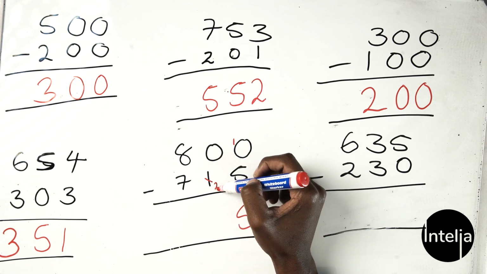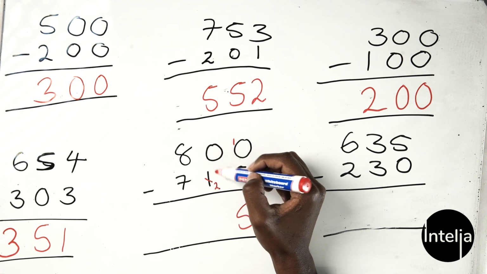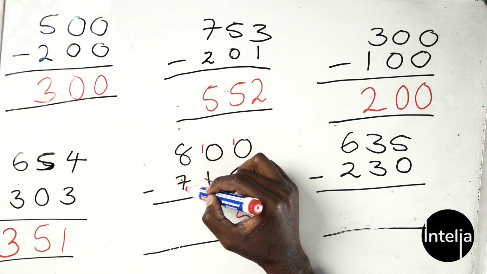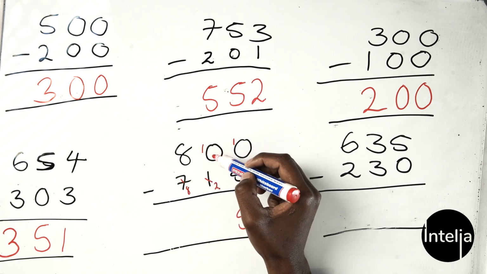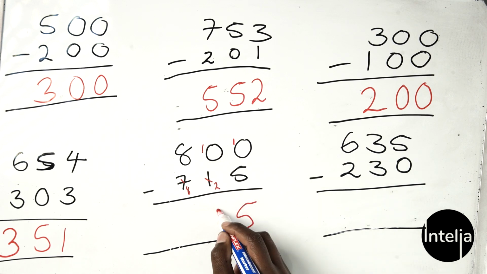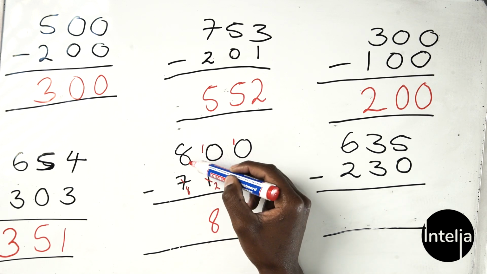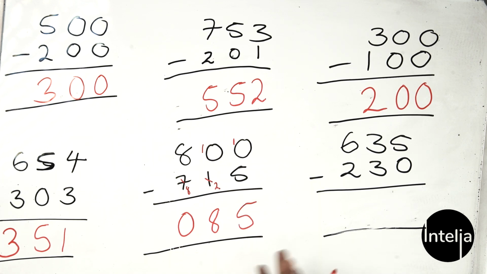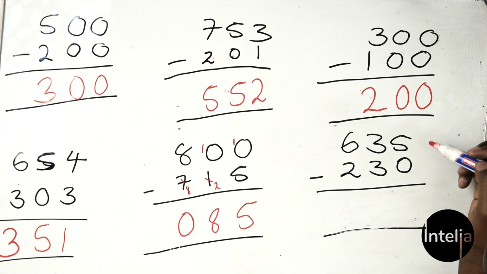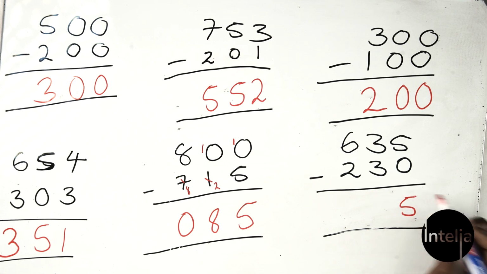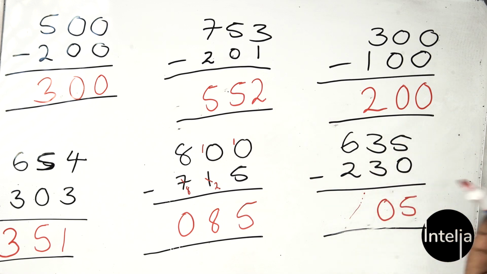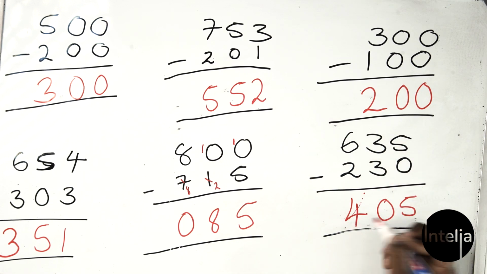0 minus 2, we can't subtract a 0 from 2. So we add another 1 here and then another 1 here, then it becomes an 8. Then we say 10 minus 2, that's 8. 8 minus 8, that's 0. You can either write a 0 or leave it like that. And then here, 5 minus 0, that's 5. 3 minus 3, that's 0. 6 minus 2, that's 4. You write your 4 like this.